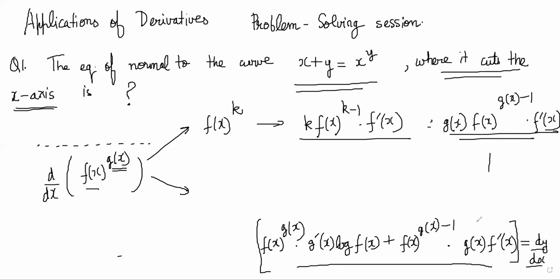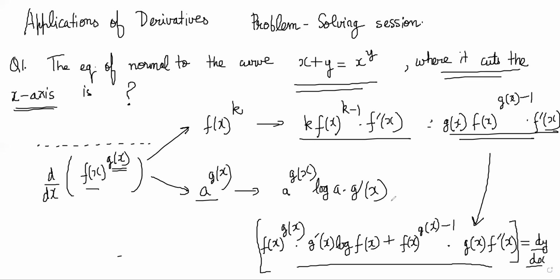Second term: assume f(x) is a constant, some constant a, so it is a power g(x). Then how would you have done it? You would have done a power g(x) log a into g dash x. A power x differentiation is a power x log a, and you have to do this also because it is itself a function. Now put back your a as f(x), so it is this part. See, a was f(x).